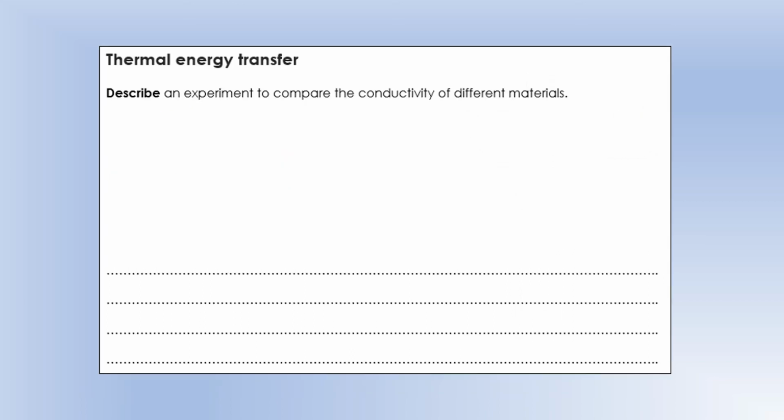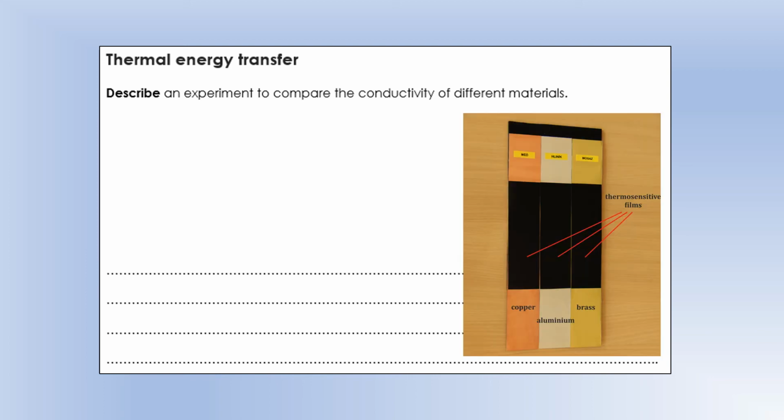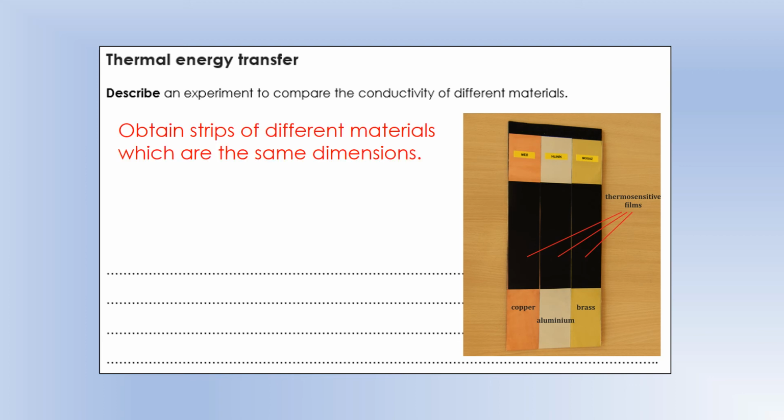Okay, so now looking at transferring thermal energy. So one way we can transfer energy is by conduction, and different materials have different levels of conductivity. So if we want to compare them, the first thing we need to do is we want to make sure that everything apart from the material is the same. So we want the same dimensions and the same amounts, those kind of things.